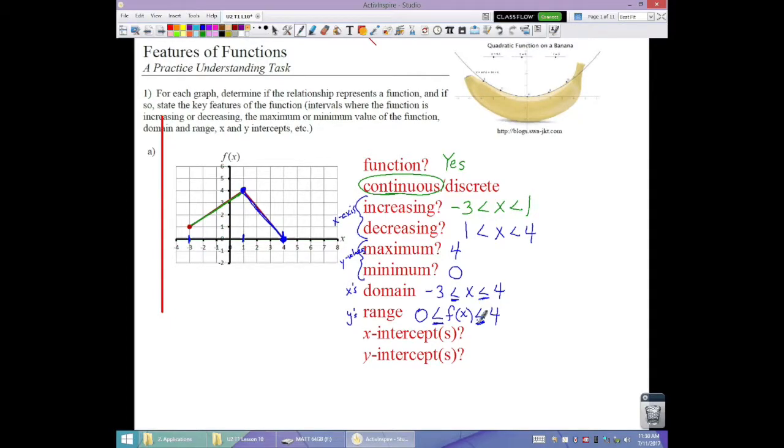X-intercepts: we can have any amount of x-intercepts. It's where does this graph hit the x-axis? Well, just once, and it's here at 4. And the y-intercept is where does it hit the y-axis, which it only has one, and it's not exactly on a whole number. So let's say it's approximately, I don't know, 3.1 or 3.2.